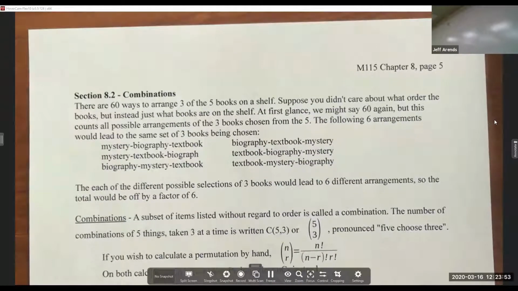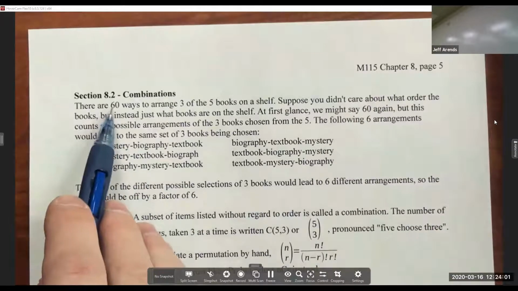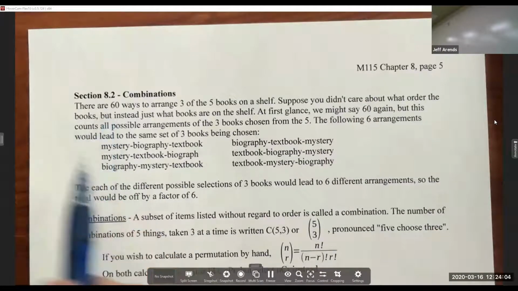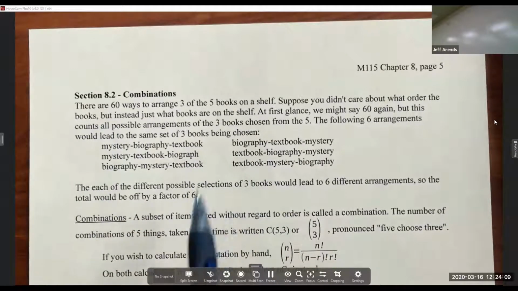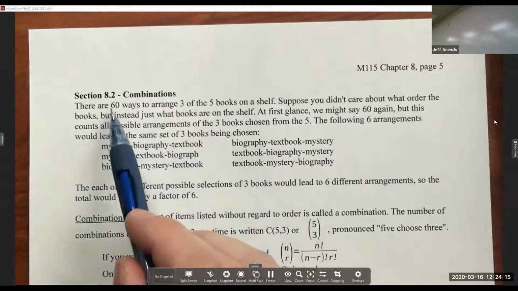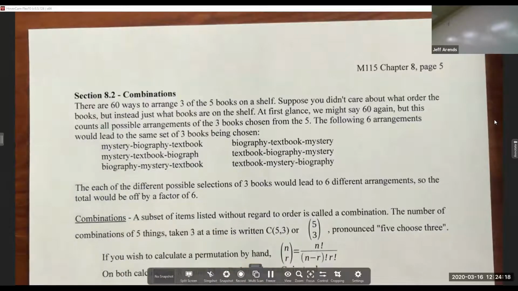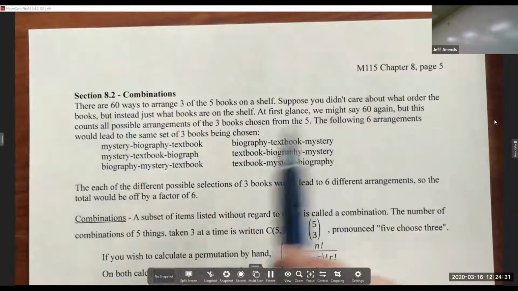And if I was to say, okay, what's 5 permute 3? Well, 5 permute 3 is 60. But essentially, no matter which 3 books I choose, there would be 6 different ways I could have arranged those books. So this 60 is 6 times too big. No matter which 3 books I choose, I'm arranging them 6 different ways. So in total, I could divide by 6. 60 divided by 6 gives 10.